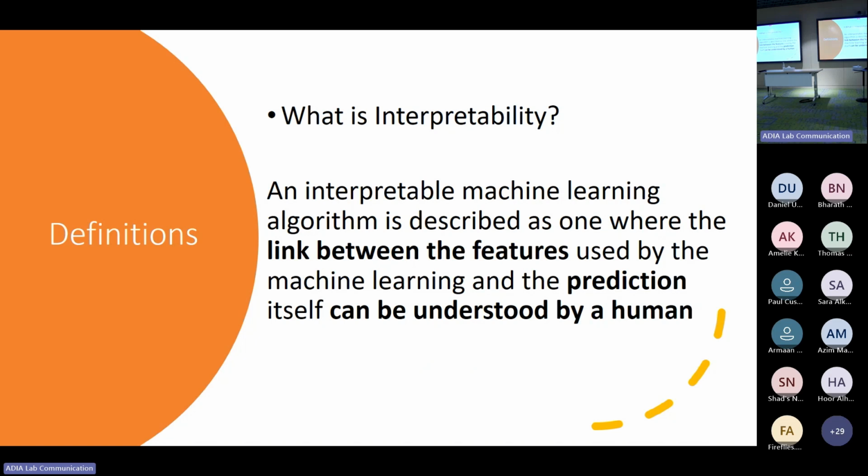Then around 2016, 2017, there were questions being raised. In fact, there were debates about how to define interpretability. What is interpretable AI? A simplistic definition is that an interpretable ML algorithm is one where the link between the features and the output used by the model can be made, and the prediction can be understood by a human.